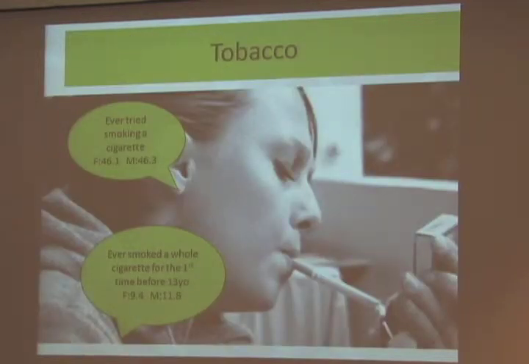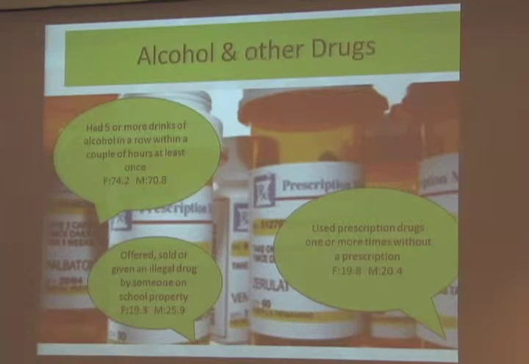Tobacco, we know that adult smokers, most of them started in their early teens, and particularly the ones who continue to smoke started at an earlier age. And here, the figure showed that almost 50% of girls had tried smoking a cigarette, and that's between 15 and 19-year-olds. And then alcohol and other drugs. 75% of females binge drink. And another really notable figure here was of prescription drugs. About 20% had used prescription drugs 1 or more times. So, significant risk-taking behaviour going on.